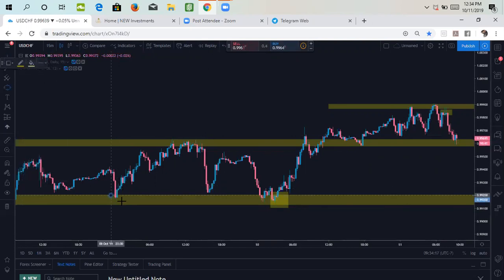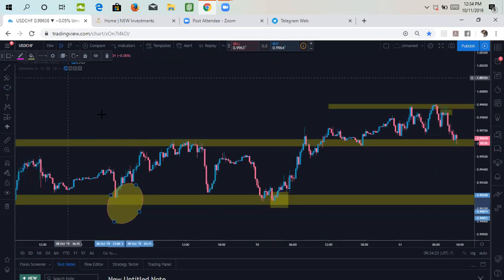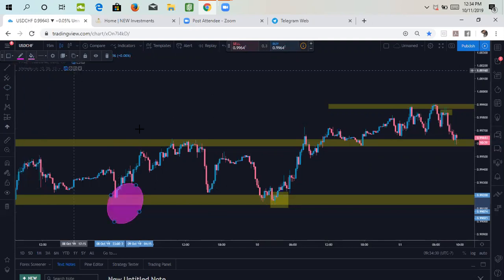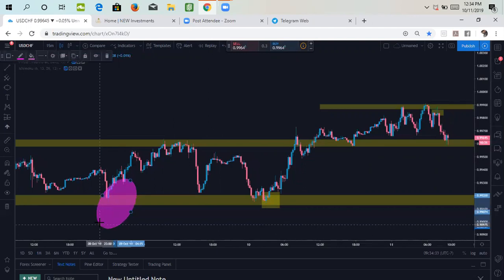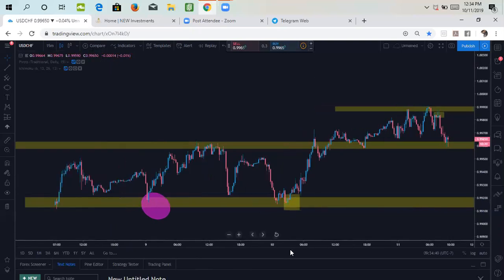Right here in the market, let's change the color on this. All right, so where I made this circle, when price was down here, let me make it a little bigger.